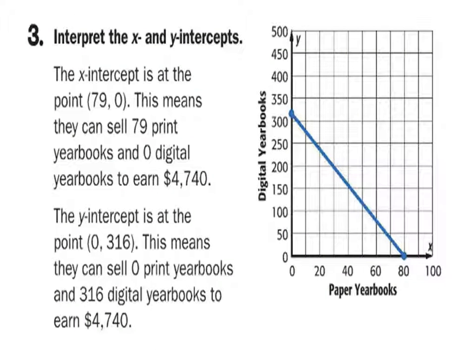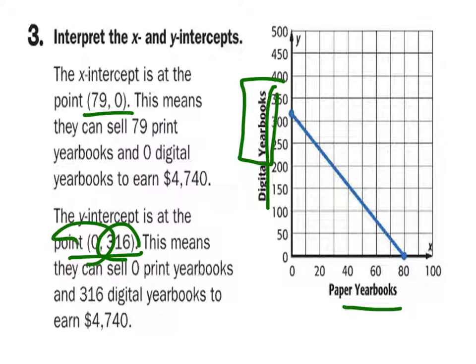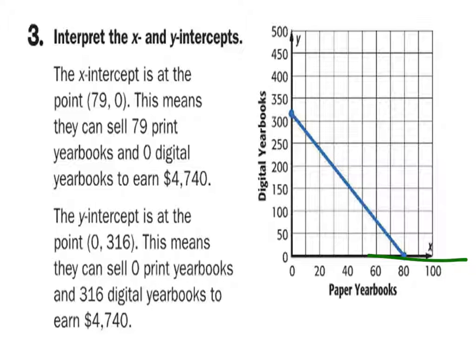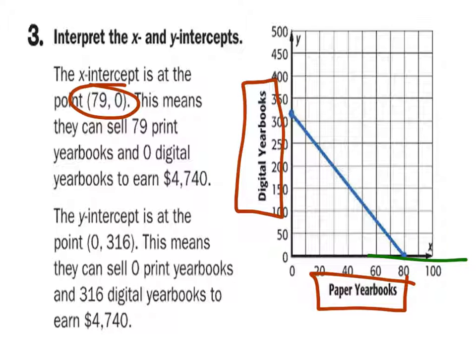It does ask you now to interpret the x and y intercepts. It tells you the x-intercept. Tells you the y-intercept. So all you've got to do is look at what the labels are in the graph. Well, the y-intercept would be 316 yearbooks and 0 paper yearbooks. Oh, so these are digital. The x-intercept is right here, 79. So you get 79 paper yearbooks, 0 digital yearbooks.